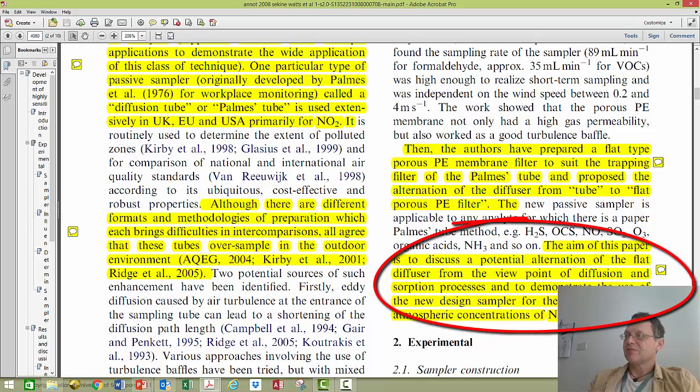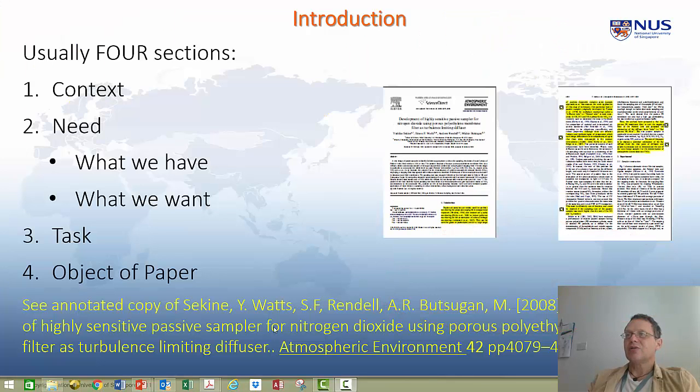And finally, the object of the paper. There it is. So your introduction needs to give context, explain the need, talk to your audience about what you've done, and then what the object of the paper is. And this is just one not particularly good example of that happening and being done in the introduction. That way, your introduction serves the purpose that it needs to serve to take your audience with you.